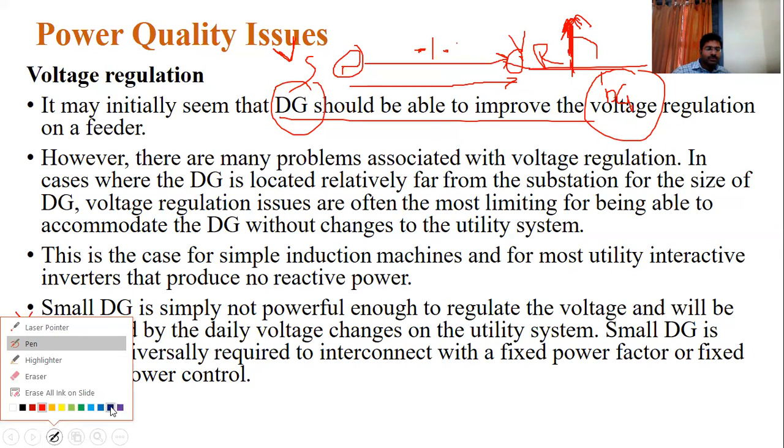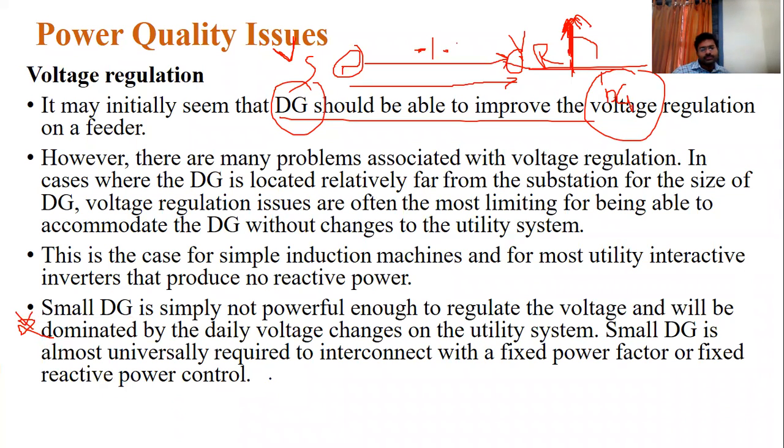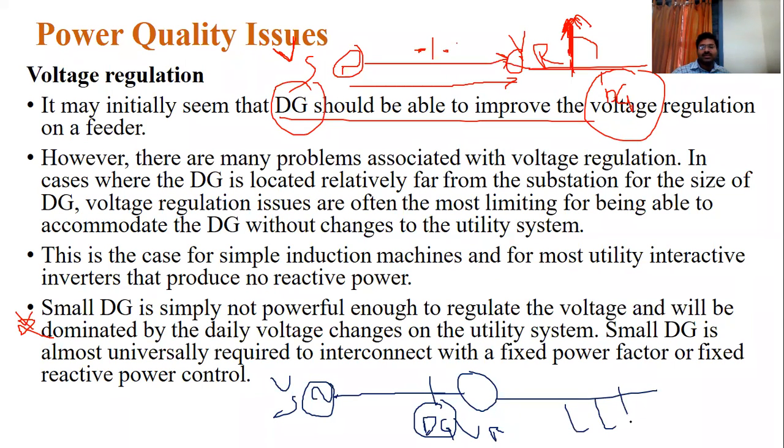So, suppose a VS is there. Yes, this is the VR, the receiving end voltage. Now on this side we are going to install the DG. These are the customers, utility customers. So the smaller the size of the DG compared to this line, what will happen?